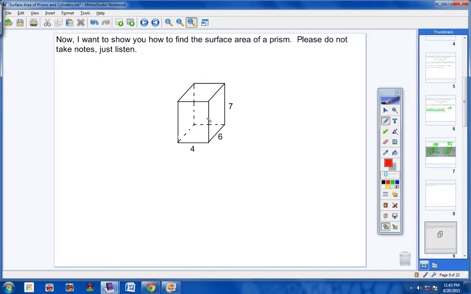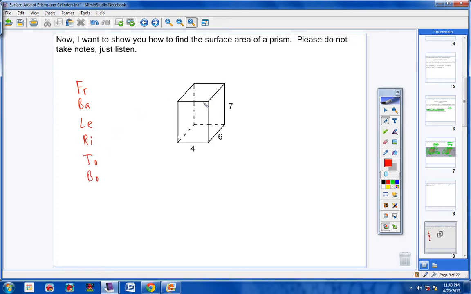Now, here's a prism. I know that because I have a face right here and a face right here that are both congruent and parallel, number one. Number two, it's a polyhedron, because all of my faces are polygons, okay? So, when I say to find the surface area, here's what I'm saying. I'm saying to find the area of each face and then add them up. So, I have a front face, a back face, a left, a right, a top, and a bottom.